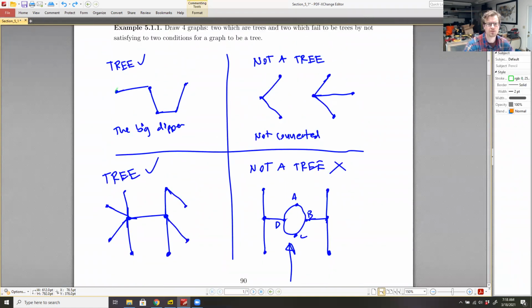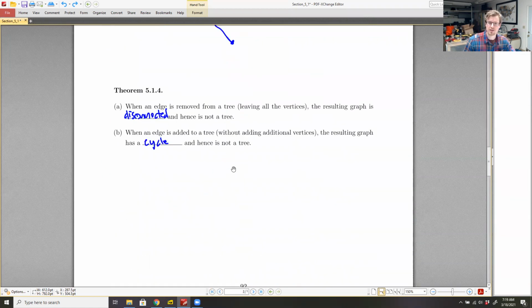Let's go to our examples up here. If I were to add an edge, it would create a cycle. So that's no good. Delete an edge, it's disconnected. Over here, delete an edge, that vertex is going to stay, and we would have something that's disconnected. Add an edge, we have a cycle. Excellent.